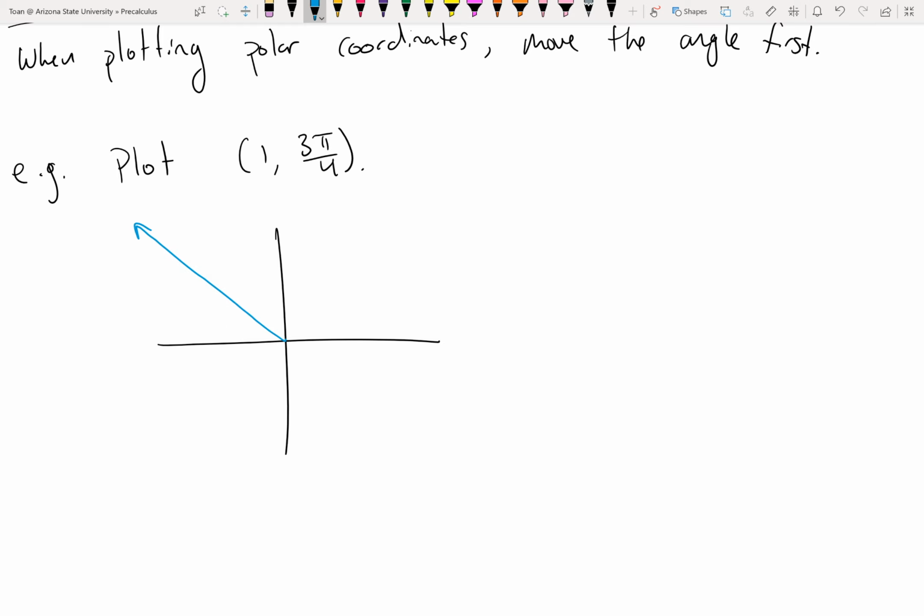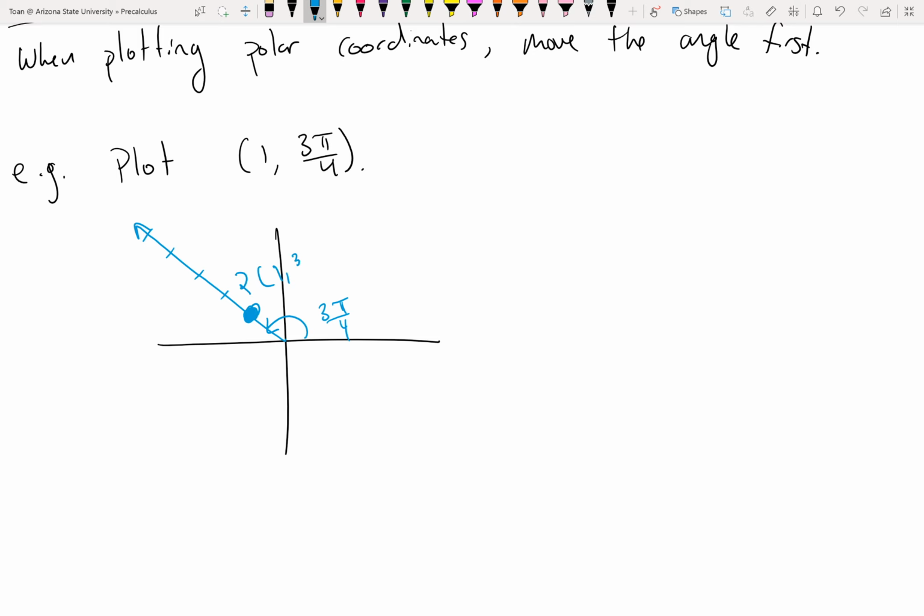It looks like 3/4. As long as you label, I'll accept it. Next, how do I go through 1? Well, what you do is once you make your angle, just draw tick marks to indicate length, and you just go 1 unit. So guess what? That point there is 1, 3/4. Easy peasy. Let's call it point P.